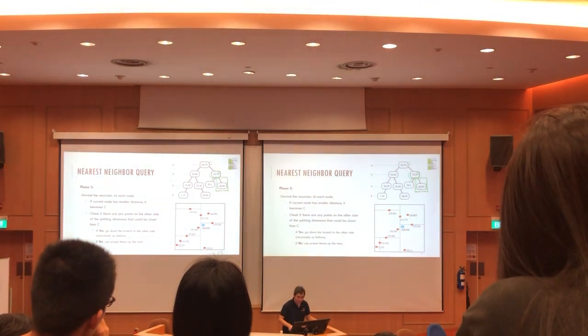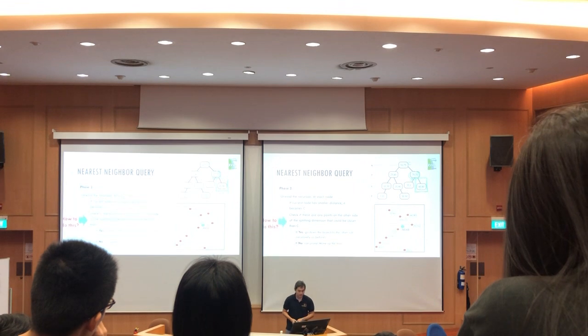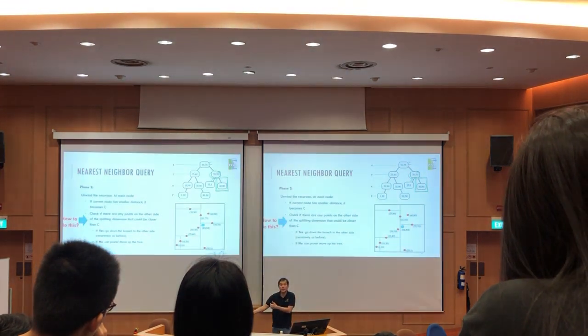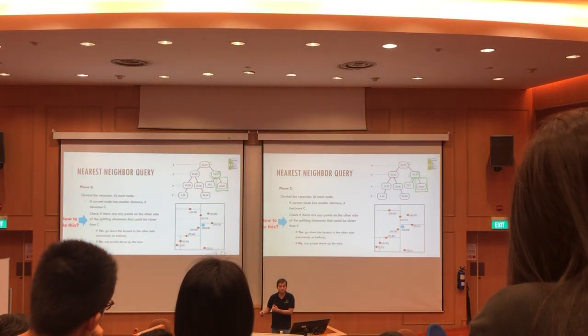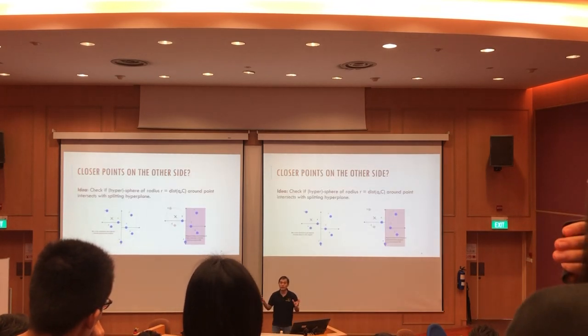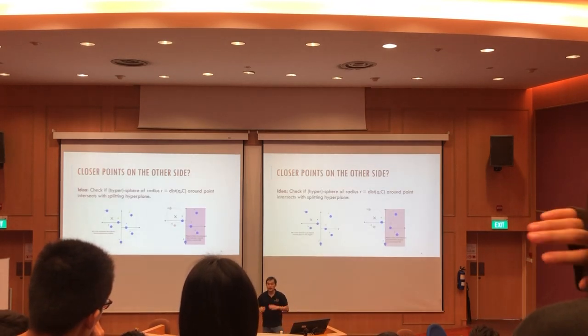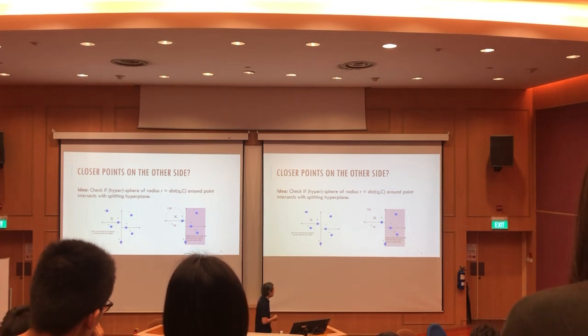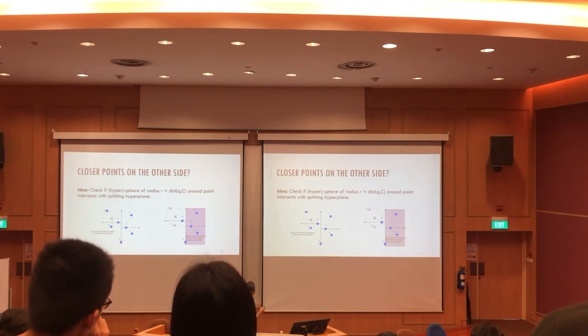So the question is, how do you do this? How do you check whether there are any points which are closer or not? You can understand this geometrically, so I'll give you the intuition first. The intuition is this. When you have a candidate point, let's just say you have these points A, B, C, D, E, F, G.